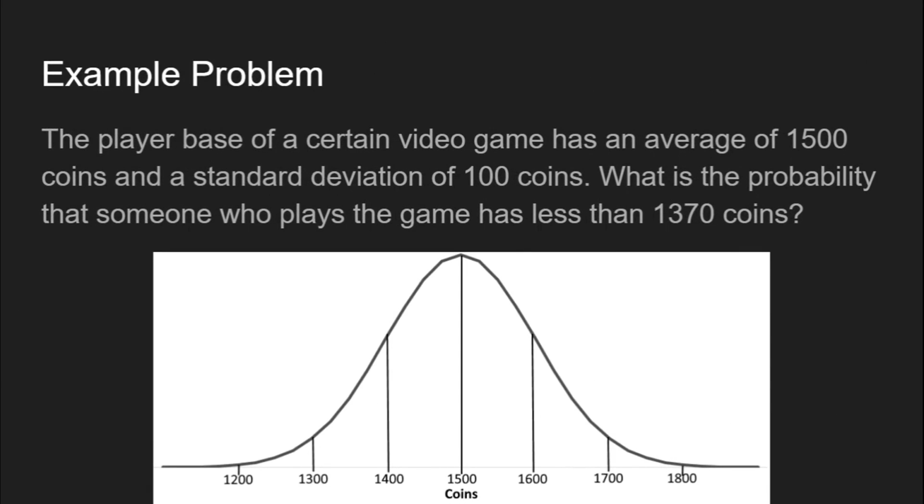So now let's look at an example problem. The player base of a certain video game has an average of 1,500 coins and a standard deviation of 100 coins. What is the probability that someone who plays this game has less than 1,370 coins? You can take a moment to pause the video to figure it out. Be sure to use your calculator's normal CDF function for this.